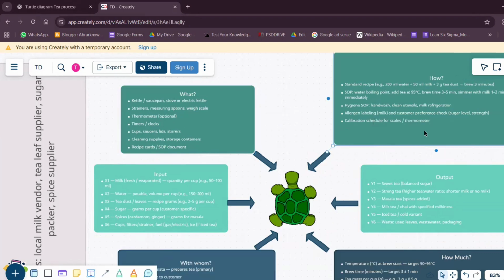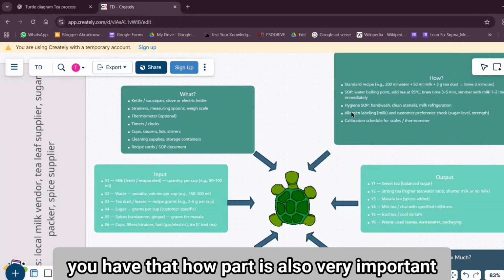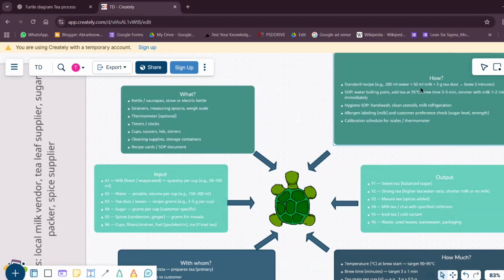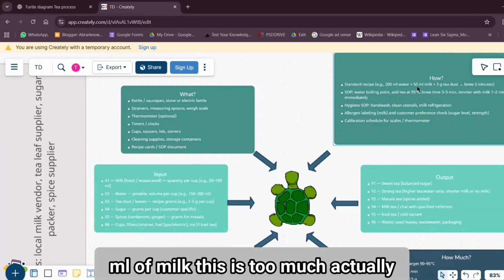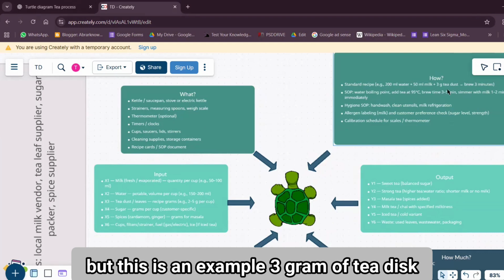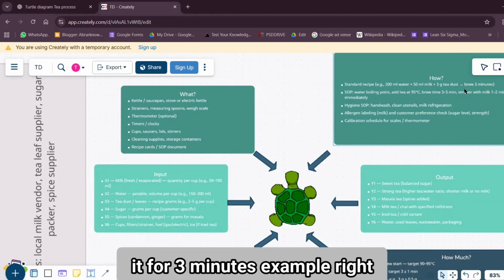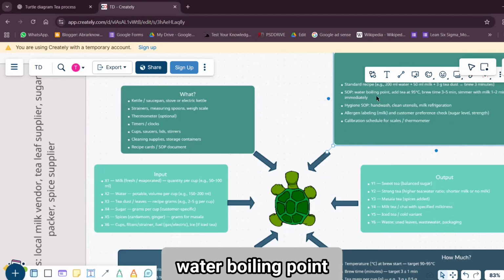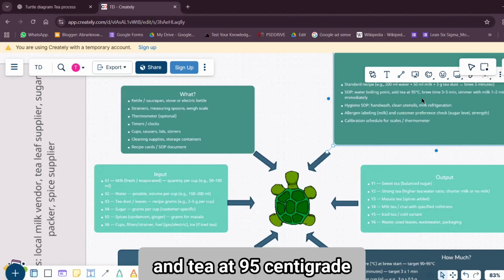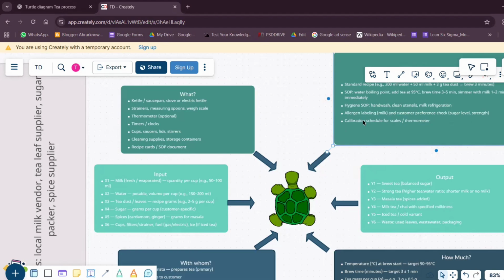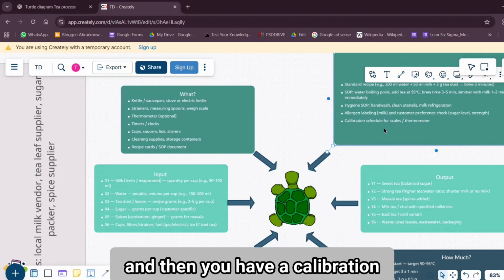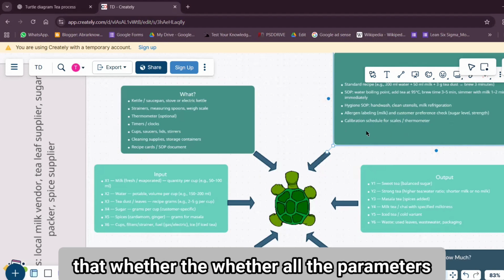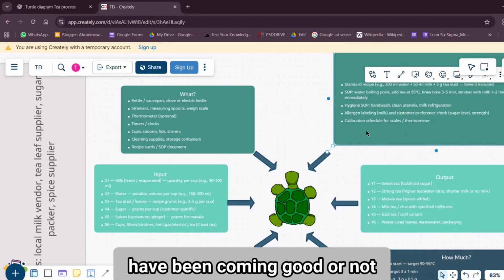And then the 'how' part is also very important. That is the standard recipe, right? For example, for a tea you are giving 200 ml water, 50 ml of milk. This is too much actually, but just an example. 3 gram of tea dust, and you have to brew it for 3 minutes. And the SOP, standard operating procedure: water boiling point, tea at 95 centigrade, brew and all that, and hygiene and all that, right? And then you have a calibration schedule. We have to check the status of that, whether all the parameters are coming good or not.